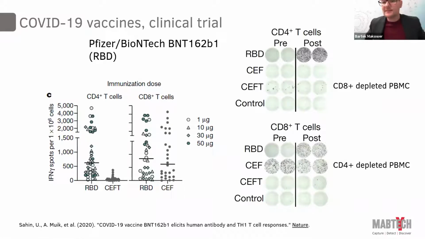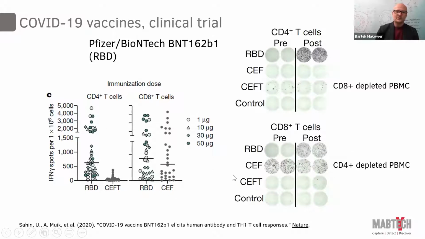So by depleting CD8s from PBMCs, you can look only at CD4s. And the RBD response pre-vaccination and post. So you see a very nice response. KEF is used as a positive control for CD8s. It should not be positive. KEFT is used as an antigen-specific control for CD4s, and it's positive, but not as strongly as the vaccine, of course, and then a negative control. Same for CD8s, nice RBD response, nice KEF response.